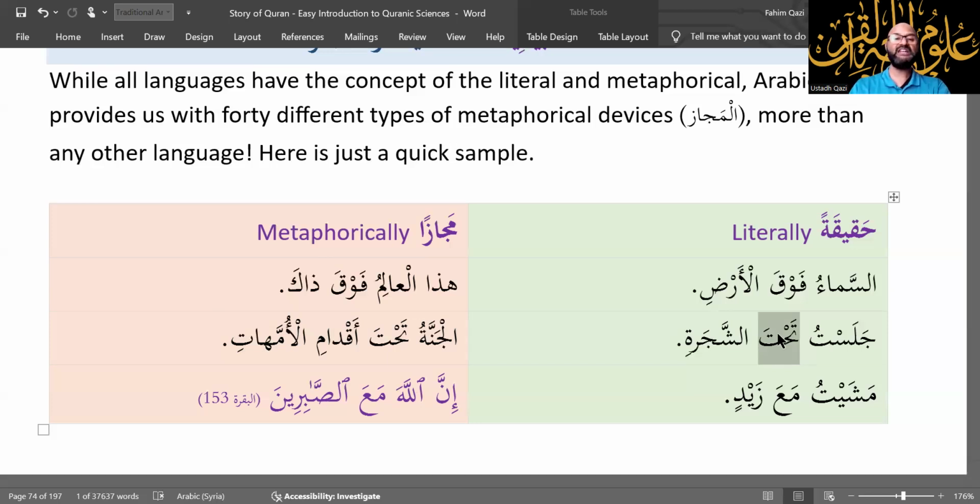Tahta here is literal. Tahta here is metaphorical. And finally, mashaytu ma'a Zaydin. I walked with Zayd. So I'm walking side by side with Zayd. Physically, haqiqatan, this is true. So the point of interest, the focus word is ma'a, which means with. And this is physically true. Walking side by side with my friend Zayd.